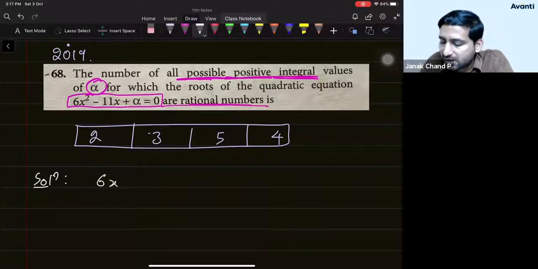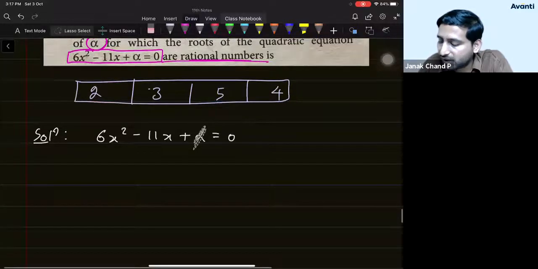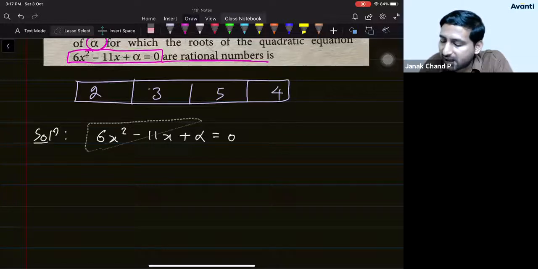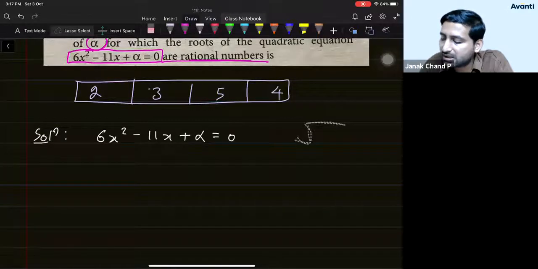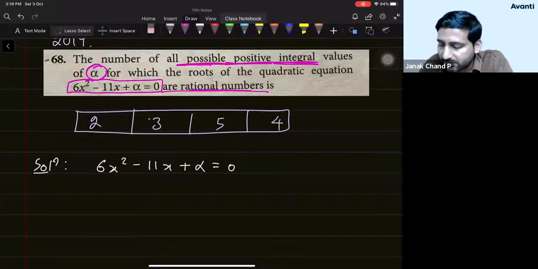The quadratic equation given in the question is this. Now the question is, students, obviously alpha is unknown here. Maybe when we put some values of alpha, this entire equation will give a solution which is a rational number. And when I put some other specific values of alpha, maybe I'll get the solution of this equation which is having irrational terms. So now they're saying, what are the possible values of alpha I can put so that the solution is rational. So it is very simple.